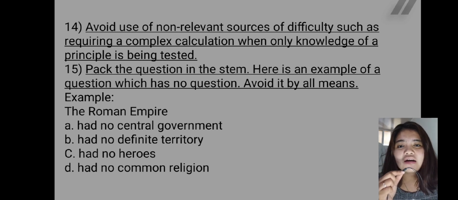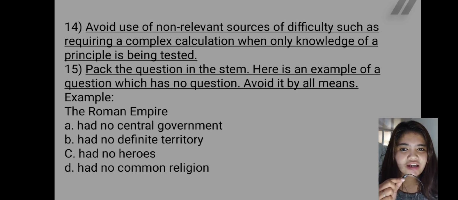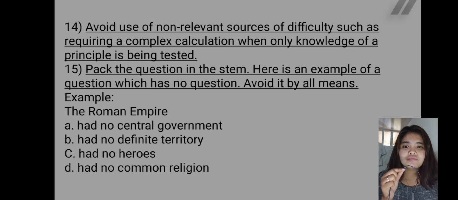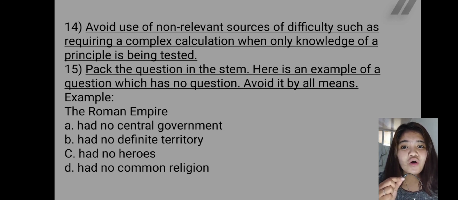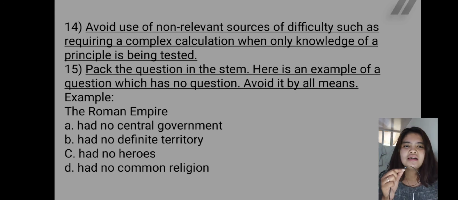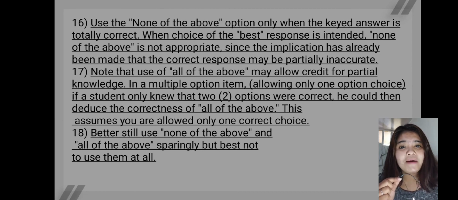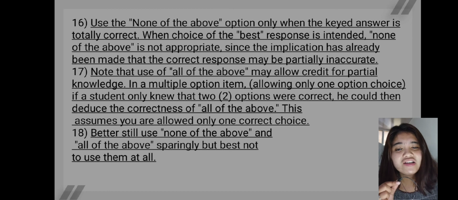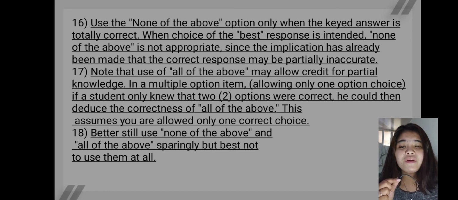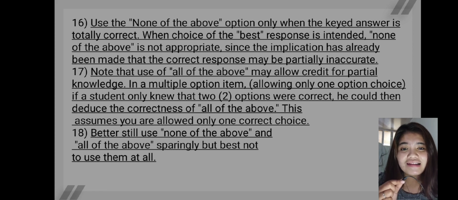Number 15. Pack the question in the stem. Here is an example of a question which has no question. Avoid it by all means. Example: The Roman Empire: A. had no central government, B. had no definite territory, C. had no heroes, D. had no common religion. 16. Use the none of the above option only when the keyed answer is totally correct. When choice of the best response is intended, none of the above is not appropriate, since the implication has already been made that the correct response may be partially inaccurate.